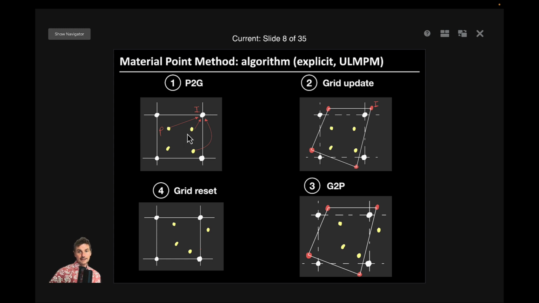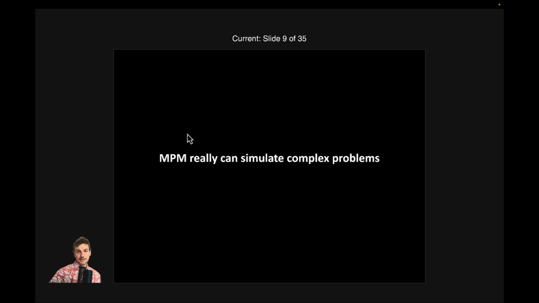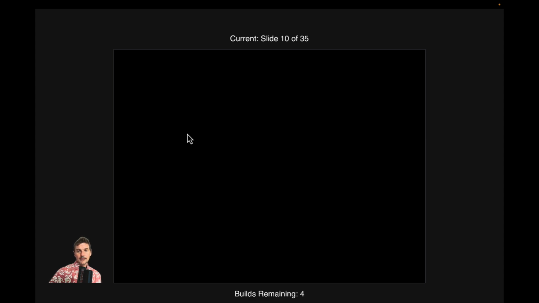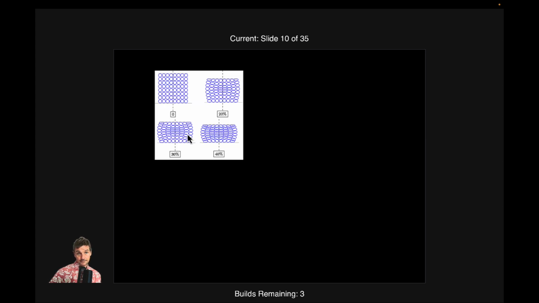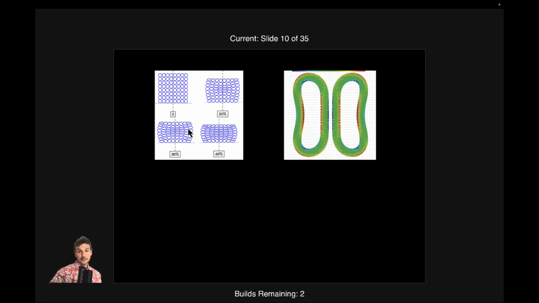So the grid is basically there to help pass information in a more stable way from particles to particles. So it's like an approximation scheme. And so MPM is really a very cool method because you can deal with really super complex cases. For example, here, large deformations, you see these little beads here, they are actually simulated, right? And you can look at how they deform. It is a really super method.